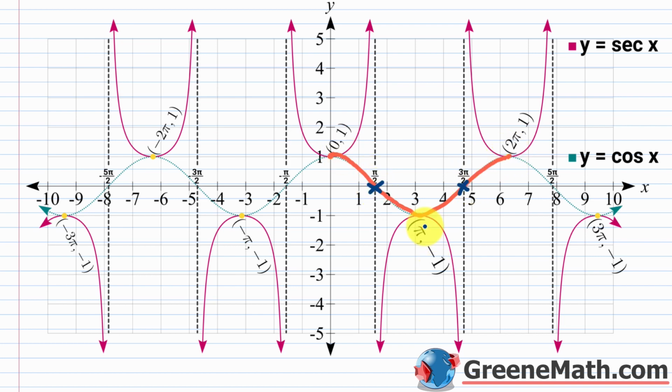So 0, pi over 2, pi, 3 pi over 2, and 2 pi. So just keep that in mind. When we look at these variations of this guy, we're going to use the same thought process. So 1/4 of the way through and 3/4 of the way through, that's where we're going to have our vertical asymptotes for the secant function.